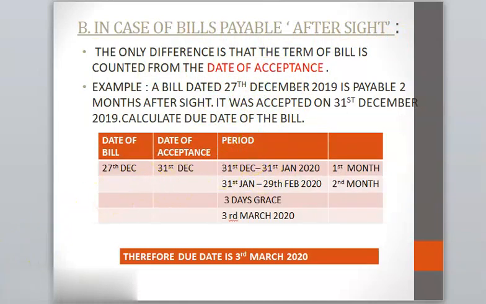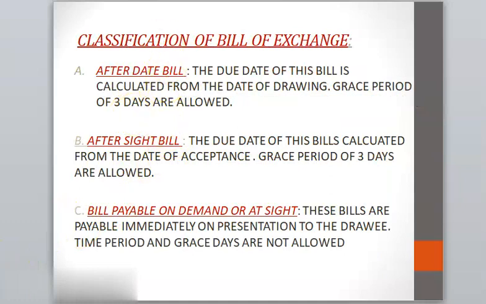Now, let us see classification of bill of exchange here. Now, let us understand what is meant by after date bill. The due date of this bill is calculated from the date of drawing. Grace period of 3 days are allowed. That means the day when the bill is made or drawn, from that date we are going to calculate the due date of the bill, and 3 days grace period we are going to add in this case, after date bill.